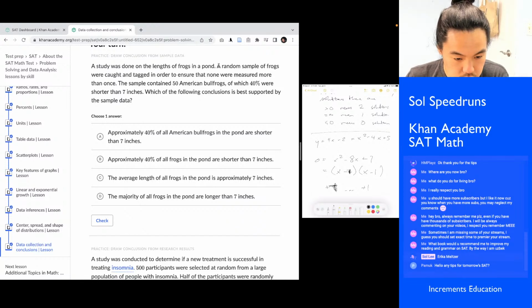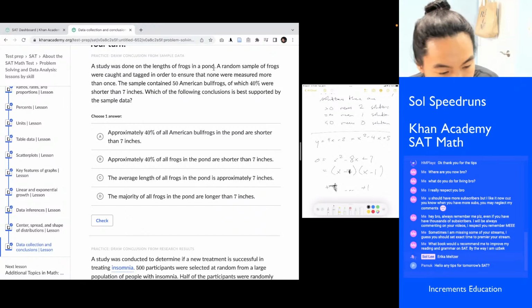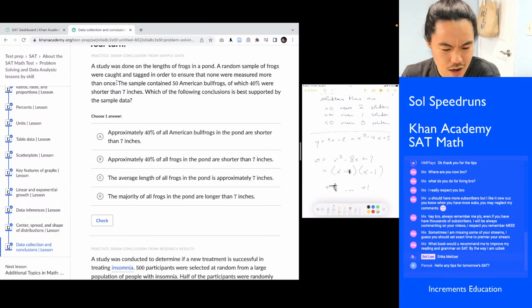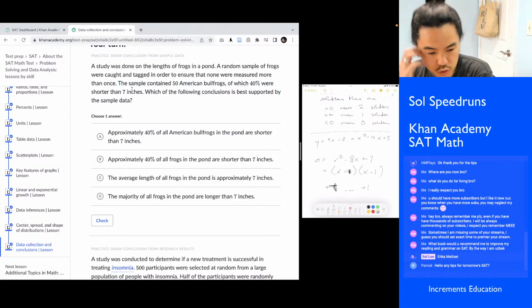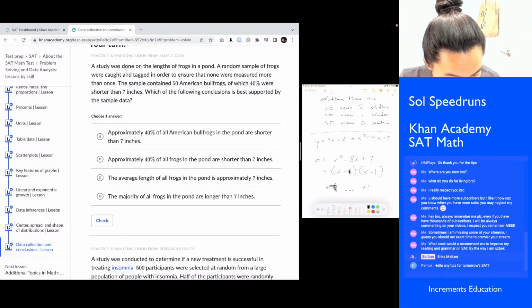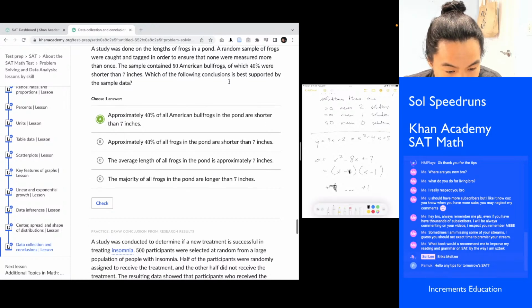In a pond, a random sample of frogs were caught and tagged. Okay. It's a single pond. It's any one single pond, so it cannot be all ponds. 40% were shorter, so the majority were longer than 7 inches. Okay. Specifically for American bullfrogs.